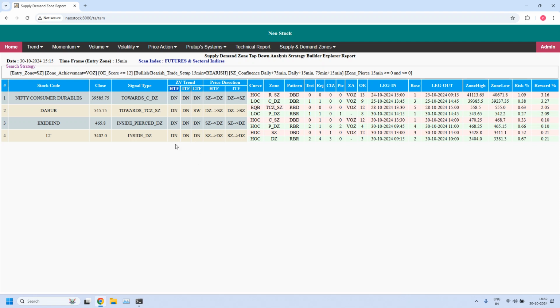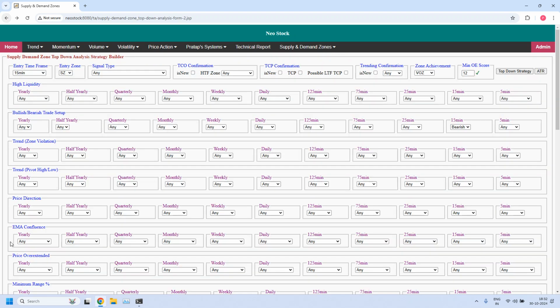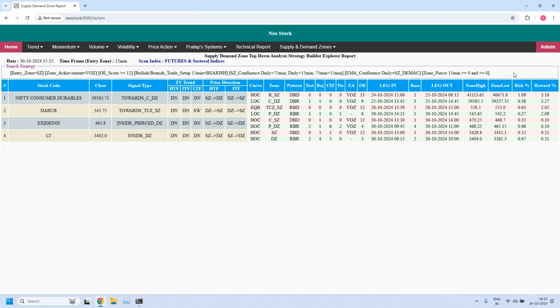If any of these 4 stocks has daily EMA confluence, that is an even more high probability setup. Daily supply zone with daily EMA confluence. Why daily supply zone? Because the 15-minute supply zone together with the 75-minute supply zone are part of the daily supply zone. That's why we are looking for daily supply zone with daily EMA confluence. Let's verify. In the EMA confluence, daily time frame, daily supply zone with daily EMA confluence, we got 4 stocks. So that means all these 4 stocks are high probability setup supported stocks.